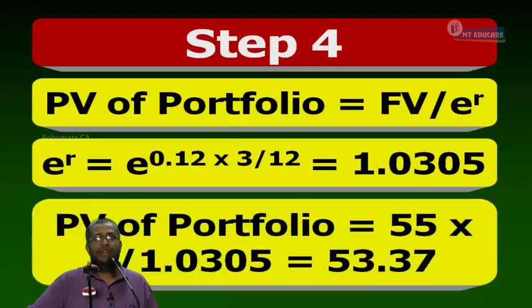Now write down. Present value is equal to 55, the future value, into 1 by 1.0305. If you want to be more accurate, 1.03045. Can you tell me what the present value of the portfolio is? 53.37. Present value of the portfolio is 53.37.